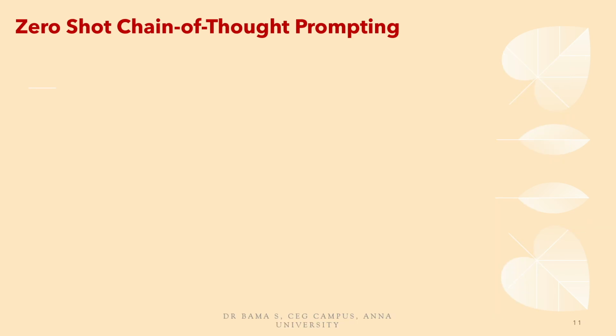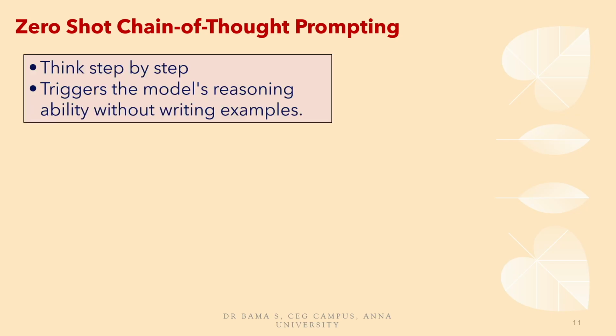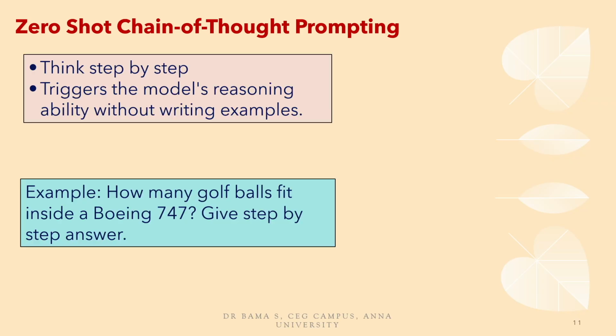The next type of prompting is zero shot chain of thought, where it is one single step: think step by step with whatever is given from the user. So, it triggers the model reasoning ability that is already existing within the LLM, but without giving any additional input from the user. Here an example is: how many golf balls fit inside a Boeing 747, give a step by step answer.